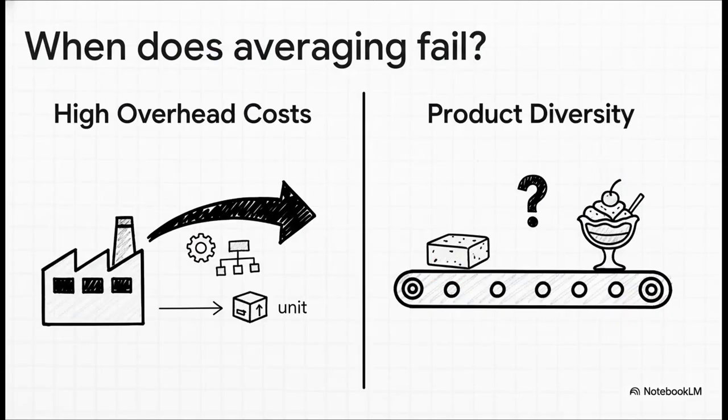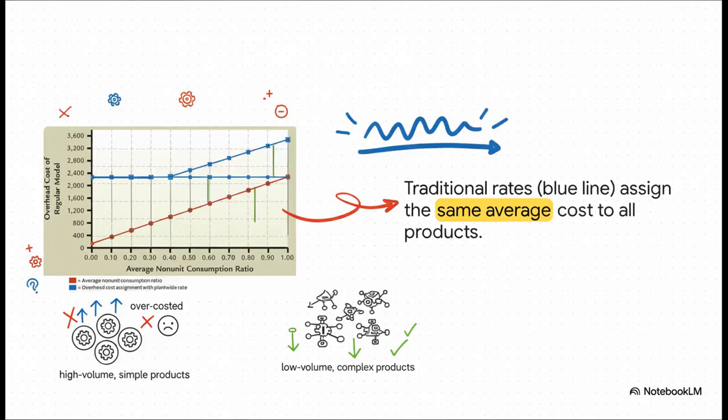Okay, so where does this whole peanut butter method really fall apart? Well, it happens in two main situations. First, when a huge chunk of your costs aren't actually tied to how many things you make. Think machine setups or product design. And second, when you've got high product diversity. In other words, you're making both the simple chocolate fudge and the super complex strawberry banana rendezvous in the same building.